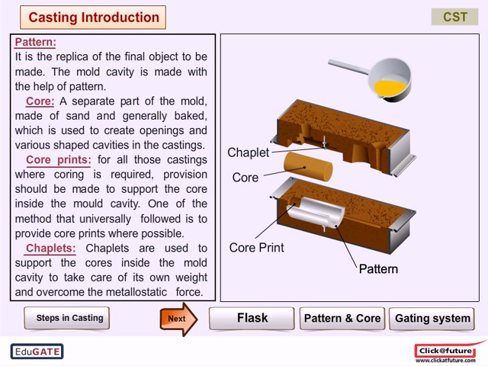The mold cavity is made with the help of pattern. Core, a separate part of the mold made of sand and generally baked, which is used to create openings and various shaped cavities in the castings.